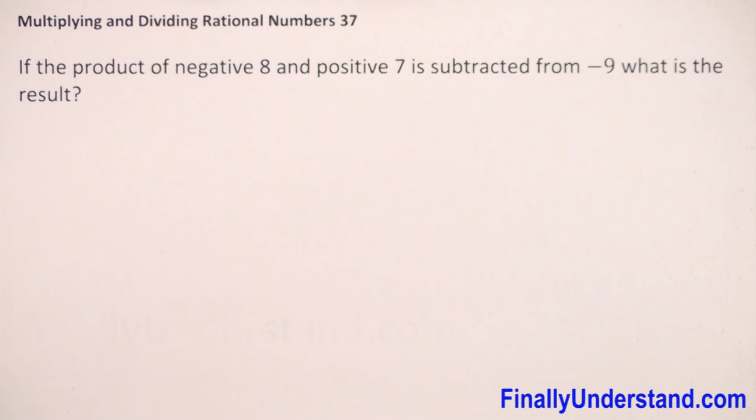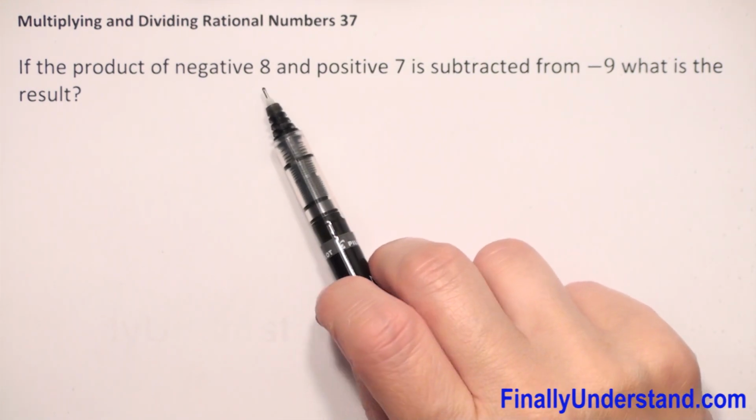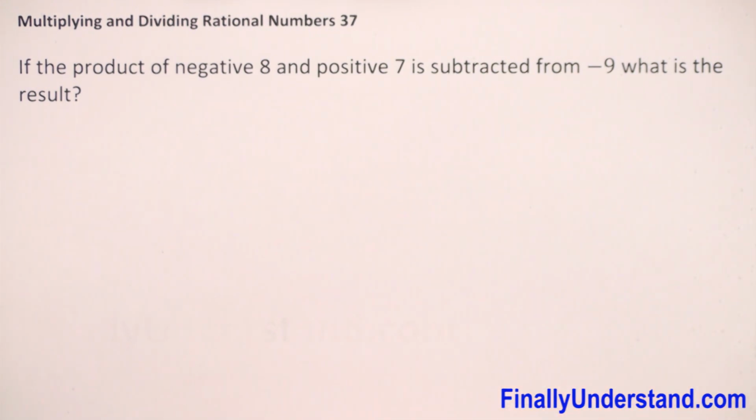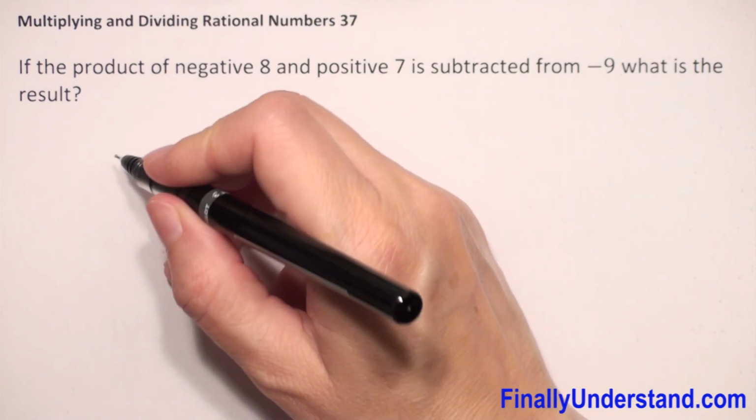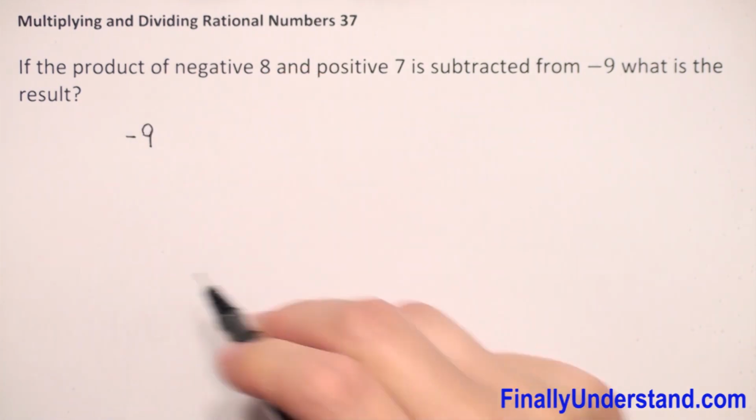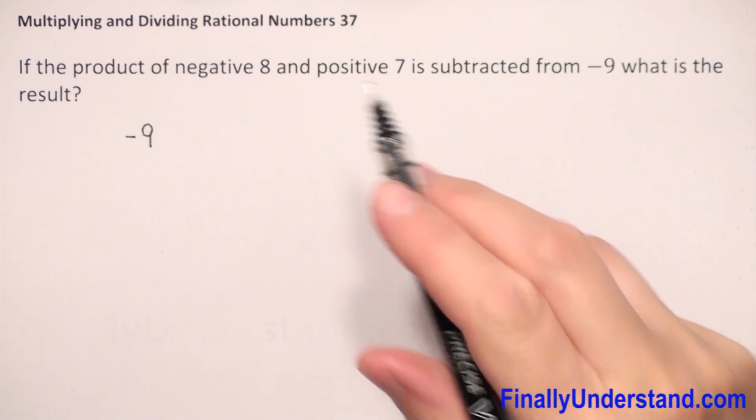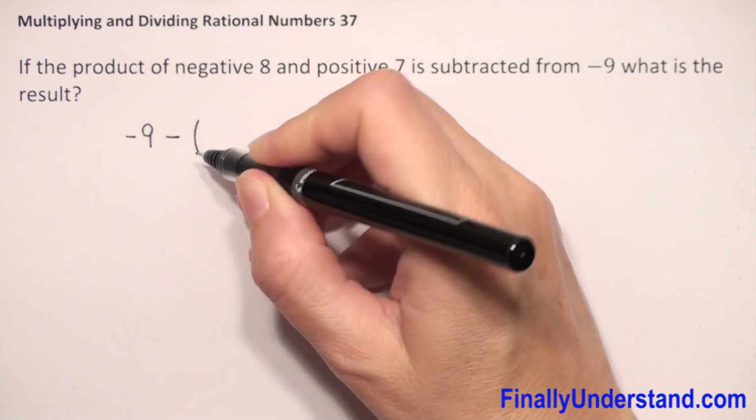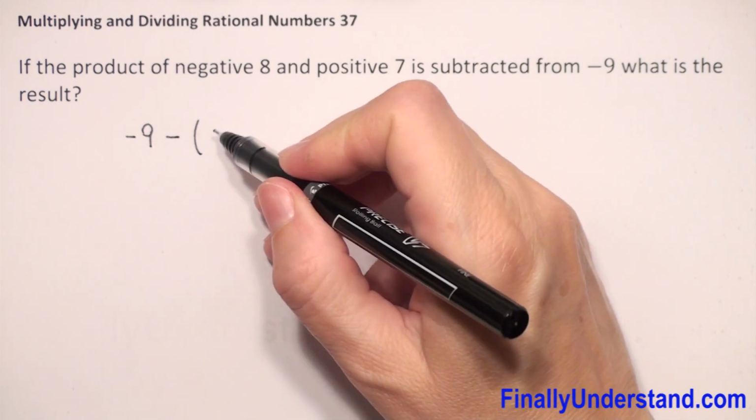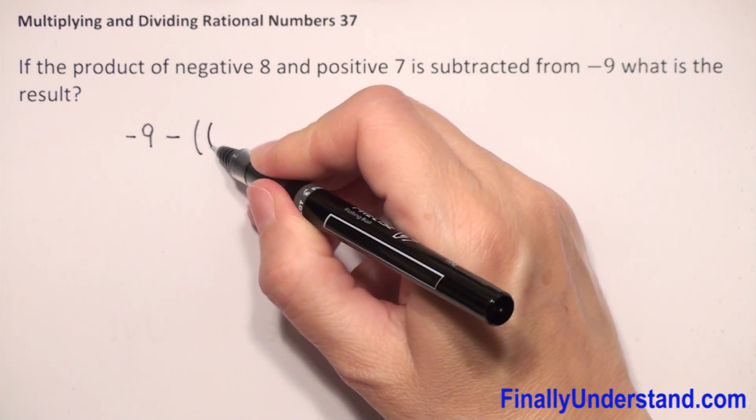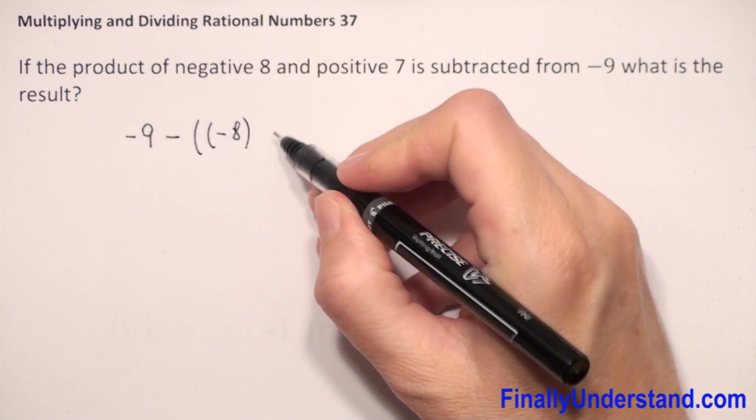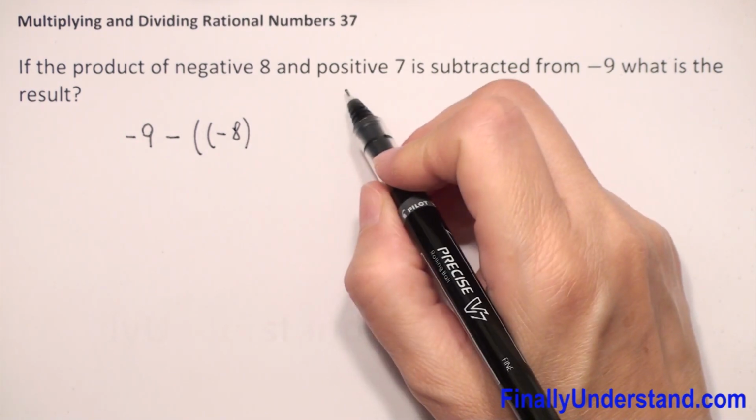If a product of negative 8 and positive 7 is subtracted from negative 9, what is the result? So we have to subtract from negative 9 the product of negative 8 and positive 7. So let me write this. We have negative 9. From negative 9 we subtract the product, so I will write another parenthesis, product of negative 8 and positive 7.